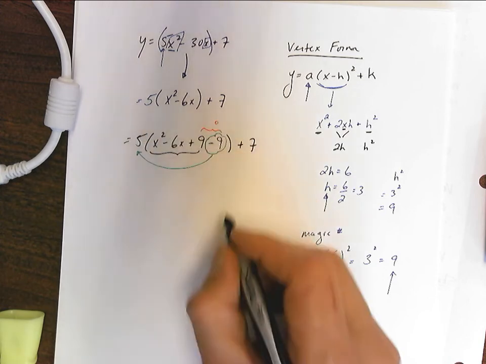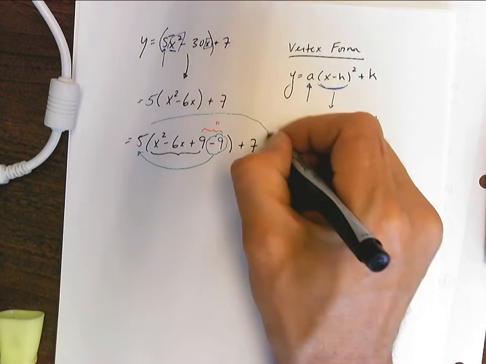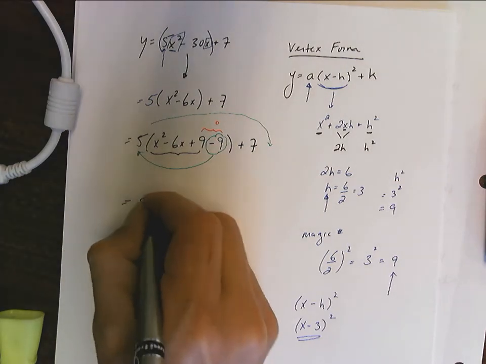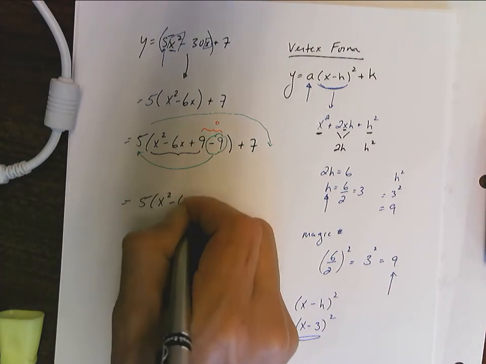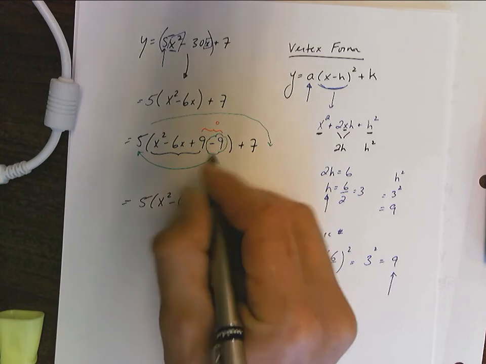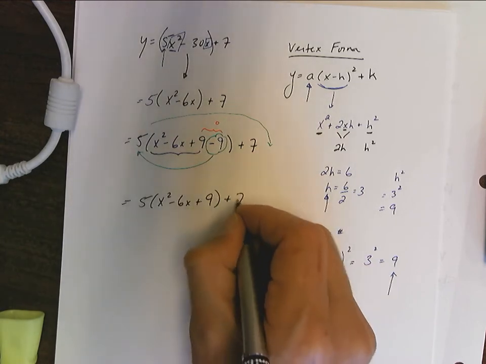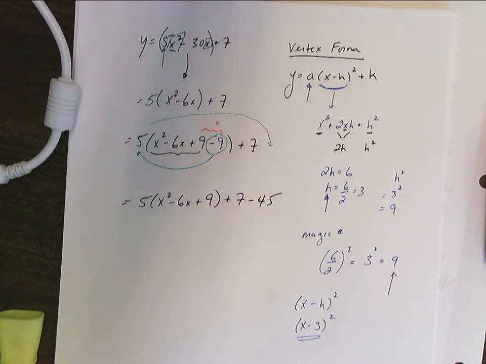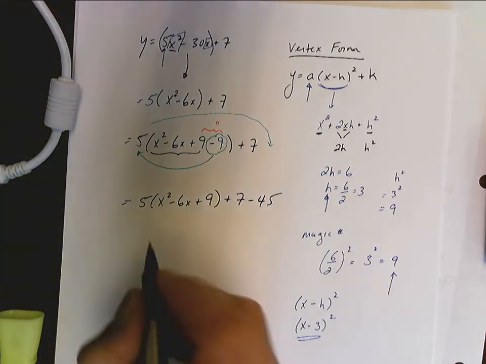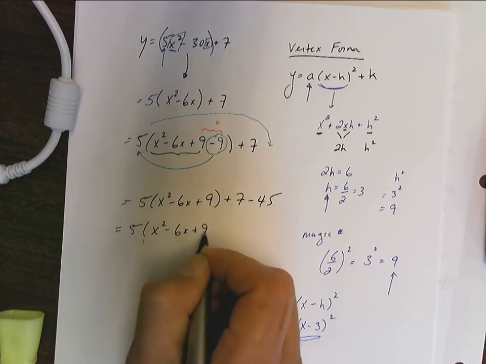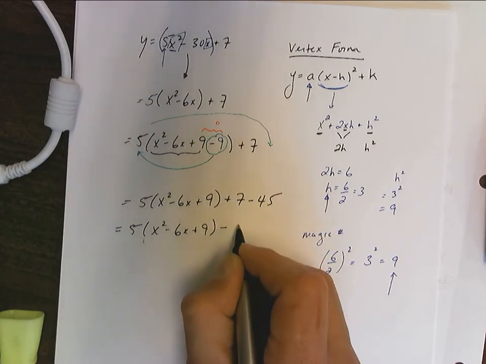I'm going to take that negative 45 and I'm going to drop it right out there. So what I'm going to get is 5 bracket x squared minus 6x plus 9. Took this out, multiplied it by 5, got negative 45, and I'm going to plop it right there. So what I've got now is 5 bracket x squared minus 6x plus 9 minus 38, I think.